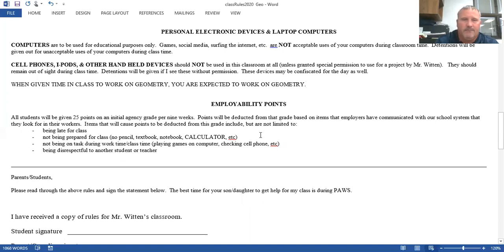So I made what I call employability points, which fits similar to that in my classroom, where I'll take a point off. If they're late for class, I'll take a point off of this, so now they've got 24 out of 25. If they forget a textbook and need to go out in the hall to get one, I take a point off, and so forth. So hopefully throughout the 9 weeks, they're not going to burn too many of those points off.